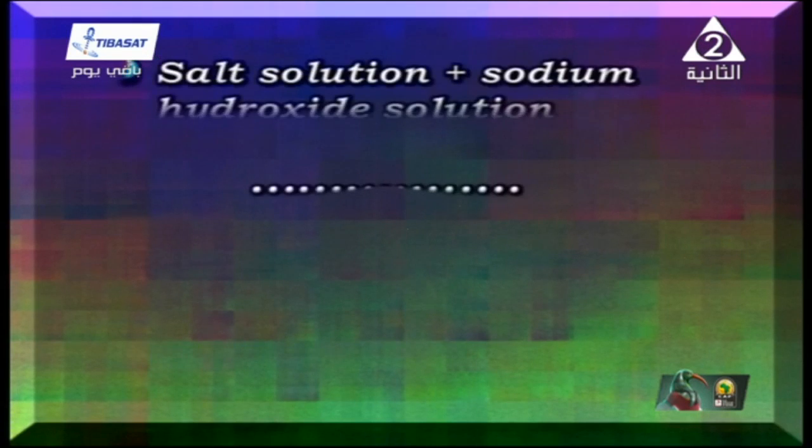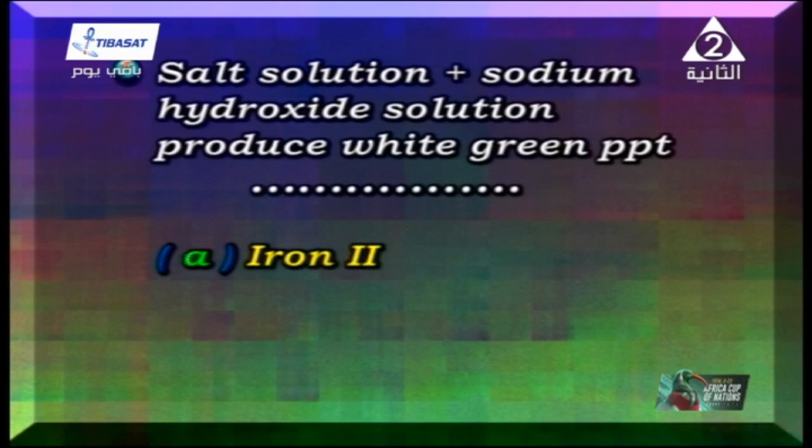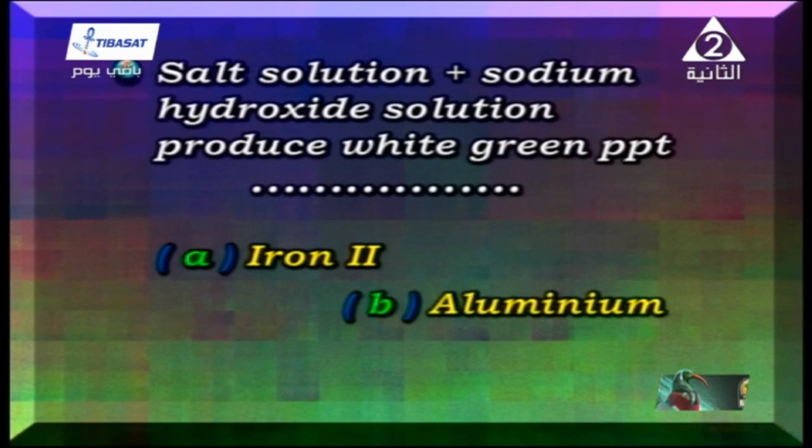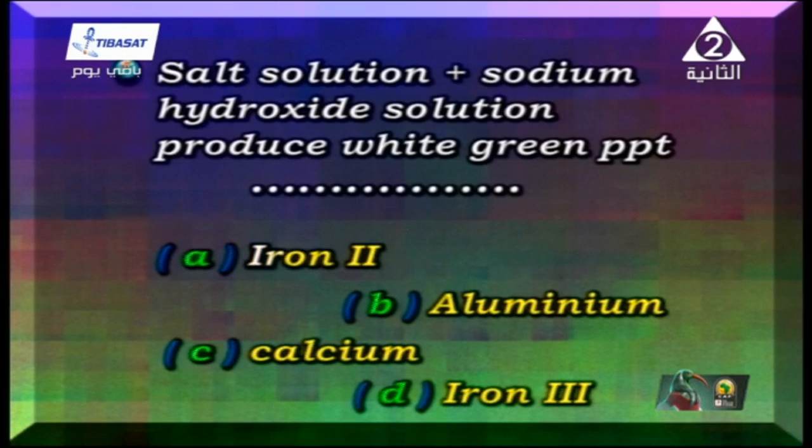Next point, salt solution plus sodium hydroxide solution produces a white green precipitate. Is it iron 2 or aluminum or calcium or iron 3? If you think about it, yes, the answer will be iron 2. The reason is the formation of iron 2 hydroxide, which is a white green precipitate.